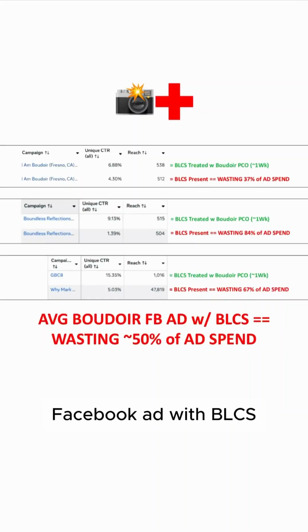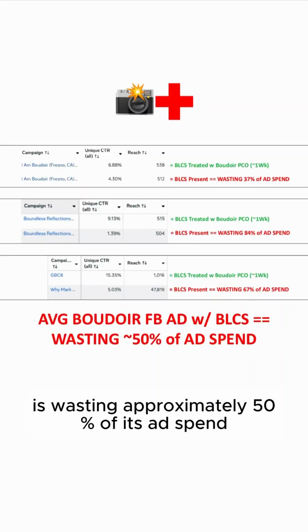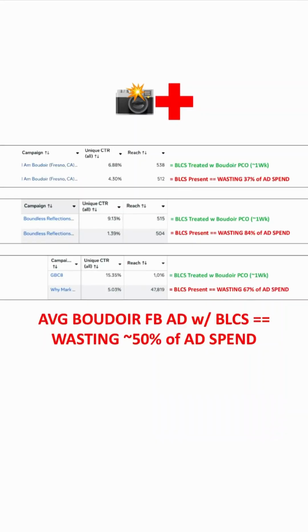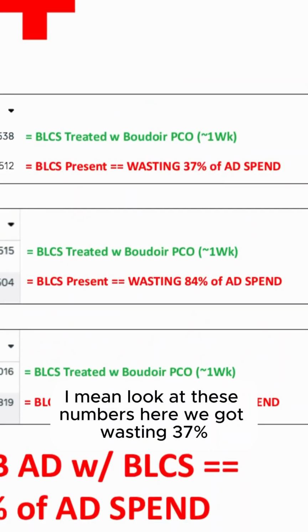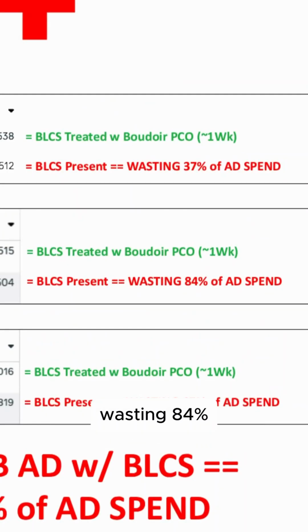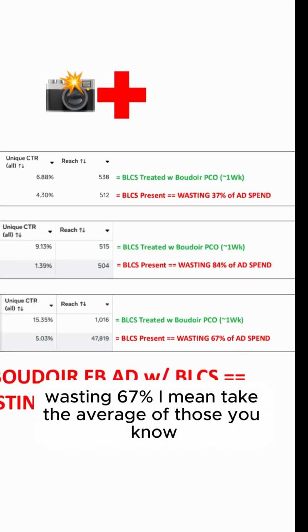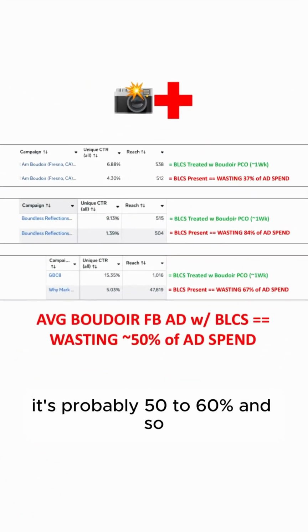So the average Boudoir Facebook ad with BLCS is wasting approximately 50% of its ad spend. I mean, look at these numbers here. We got wasting 37%, wasting 84%, wasting 67%. I mean, take the average of those. It's probably 50 to 60%.